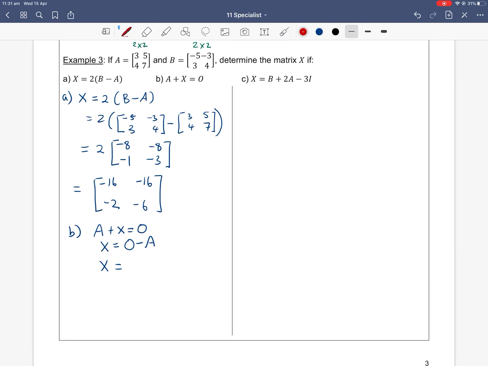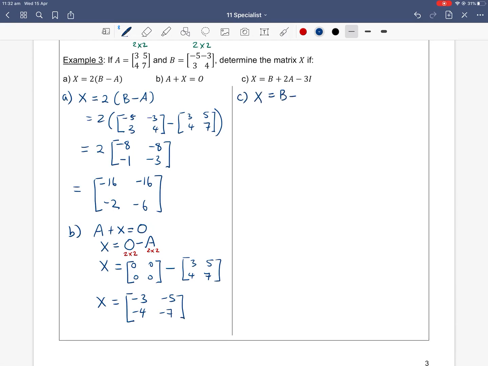Now think about what the zero matrix is. Right now, A is a 2 by 2 matrix, and we can only add and subtract matrices of the same size. So the zero matrix must also be a 2 by 2 matrix, with everything inside being zeros. I'm taking away the A matrix, which is 3, 5, 4, 7. So X is equal to, subtracting element-wise, 0 take 3 is -3, 0 take 5 is -5, 0 take 4 is -4, 0 take 7 is -7, and you're done.